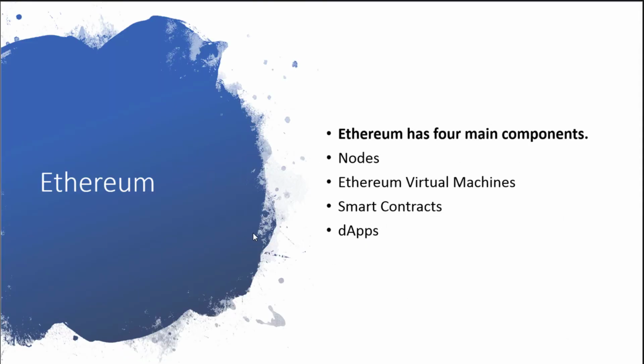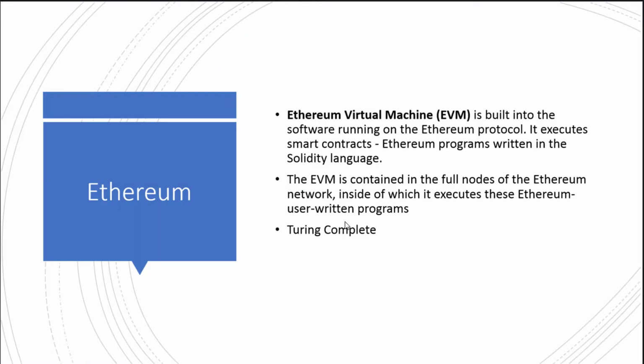Okay. Let's clarify. Ethereum has 4 main components. It has nodes, an EVM, smart contracts, and distributed apps. The EVM is built into the software running on the Ethereum platform. Let's rephrase that. The Ethereum virtual machine is built into the software running on the Ethereum protocol. It's going to execute the smart contracts. Remember, the smart contracts are programs written in Solidity. The EVM is contained in the full nodes of the network itself, inside of which executes these user-written programs, which are what? This is your smart contracts.